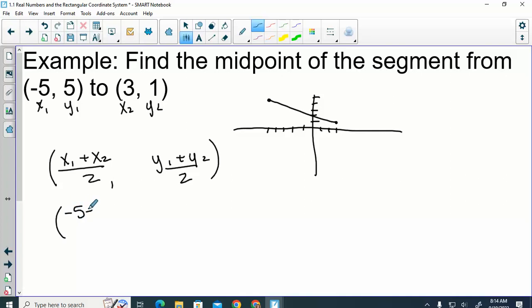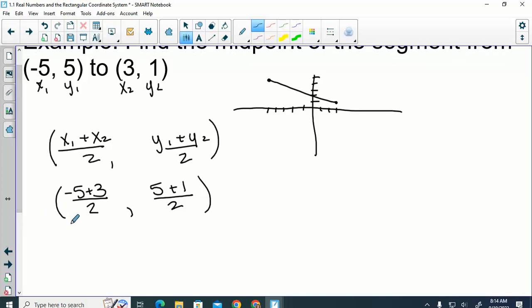So -5 plus 3 divided by 2, and 5 plus 1 divided by 2. So -5 plus 3 is -2, -2 divided by 2 is -1. 5 plus 1 is 6, 6 divided by 2 is 3. And if we look, that seems about like the middle of that segment.